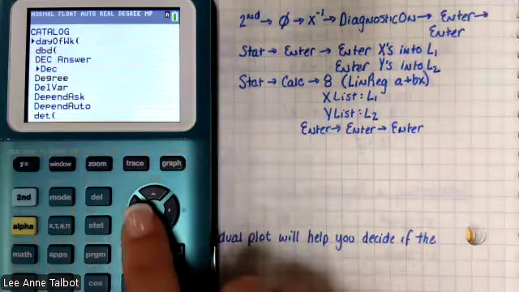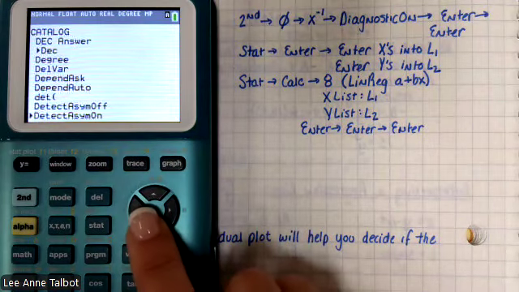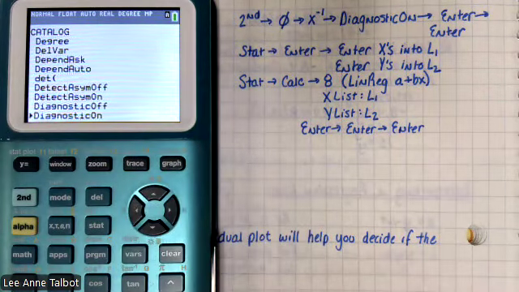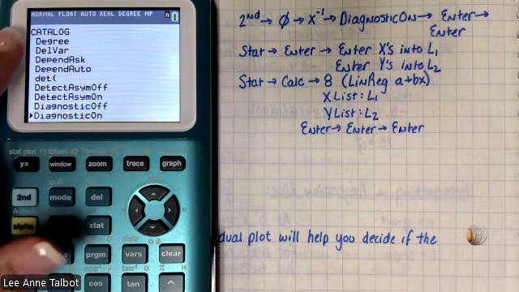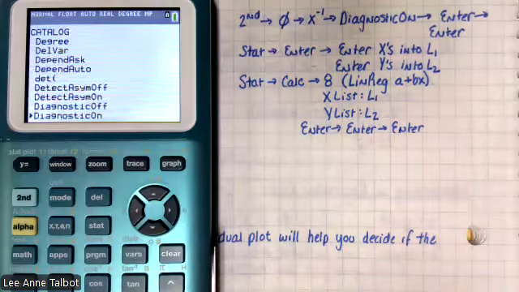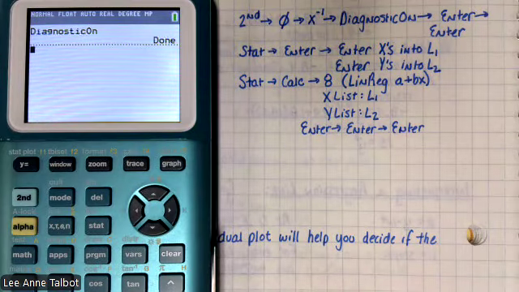Okay, and then you need to scroll to diagnostic on. Sorry, I made it a 0 because otherwise it would look like an O if I didn't have the line in it. Okay, scroll to diagnostic on and then enter, enter.